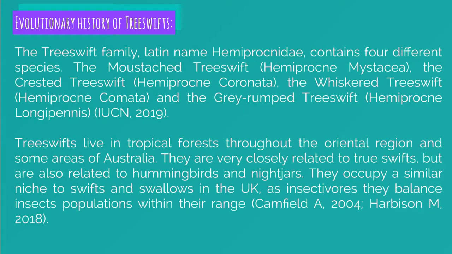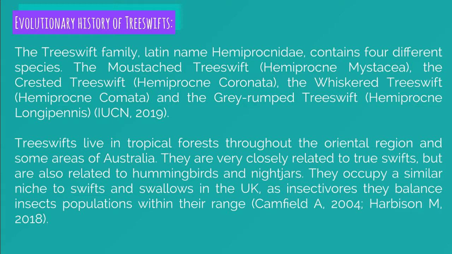Evolutionary history of tree swifts. The tree swift family, Latin name Hemiprocnidae, contains 4 different species: the mustached tree swift, the crested tree swift, the whiskered tree swift, and the grey-rumped tree swift. Tree swifts live in tropical forests throughout the Oriental region and some areas of Australia. They are very closely related to true swifts, but are also related to hummingbirds and nightjars.